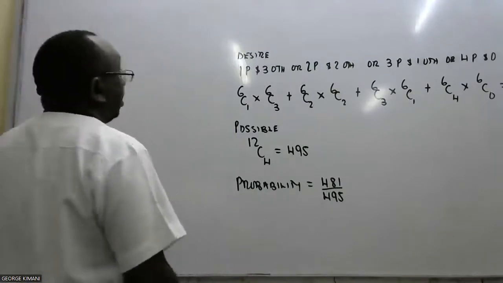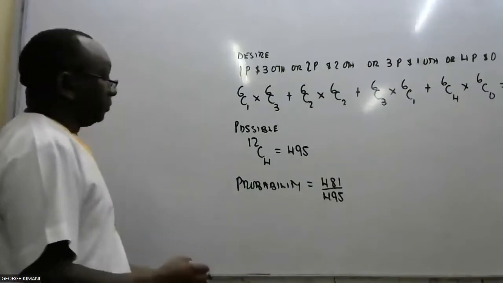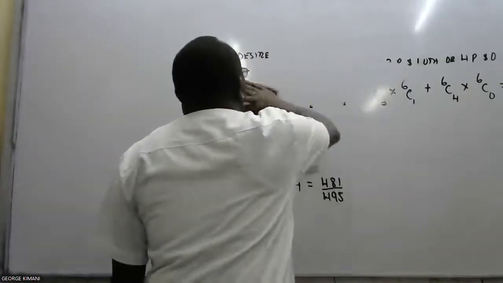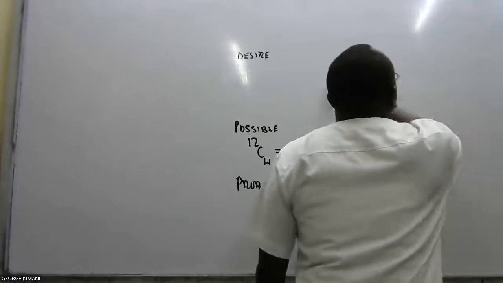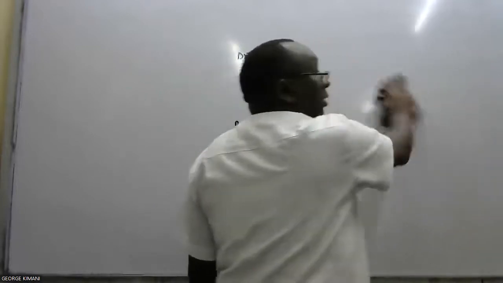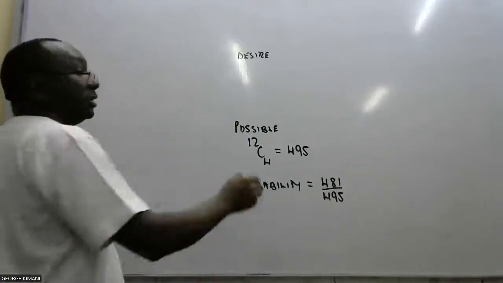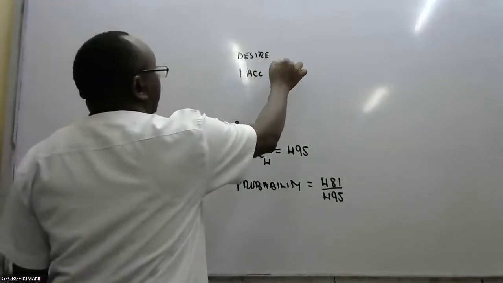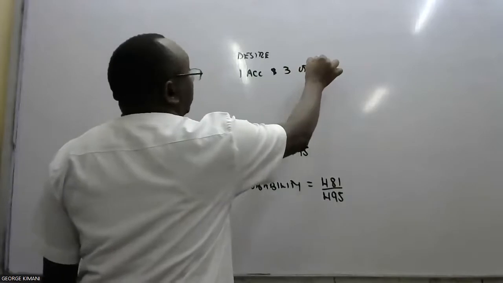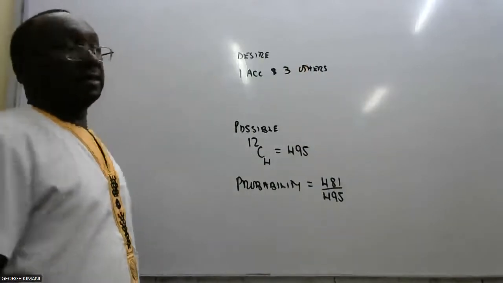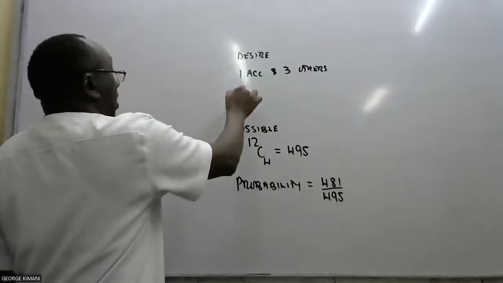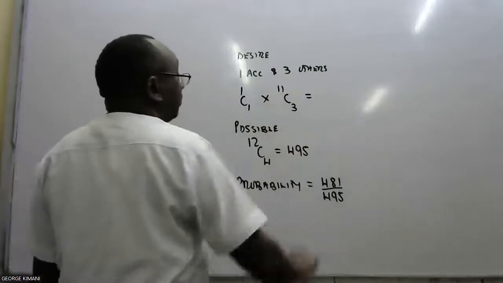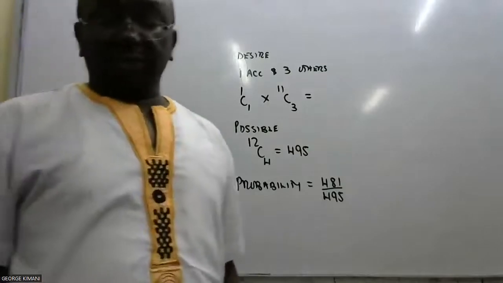The chartered accountant must be in the committee. That one is very simple because you are not told anyone else who should be in the committee. Now the accountant is just one. So it is one accountant and three others. So from the accountant who is one, we combine one. And now from the 11 others, we choose three.